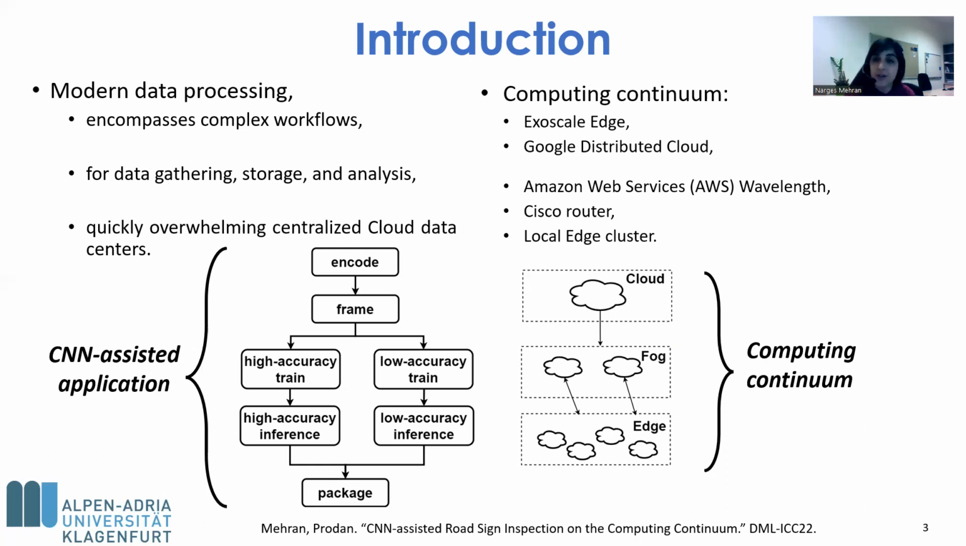From the other side, we have the lowest layer, the edge layer, and this edge layer has the functionality to process or pre-process, maybe for some sort of anomaly detection, before sending the main data to the higher levels or tiers of the computing continuum.